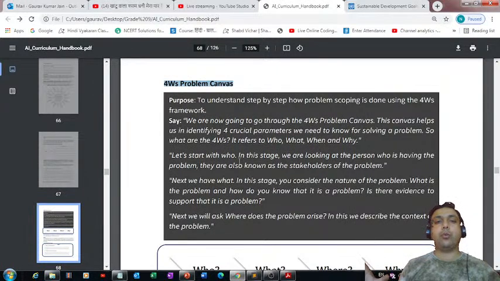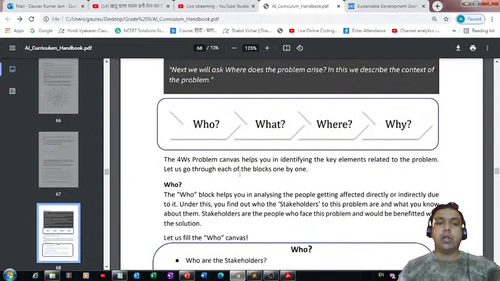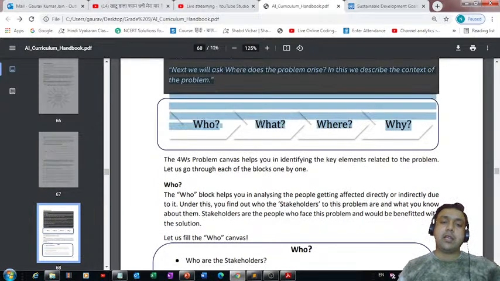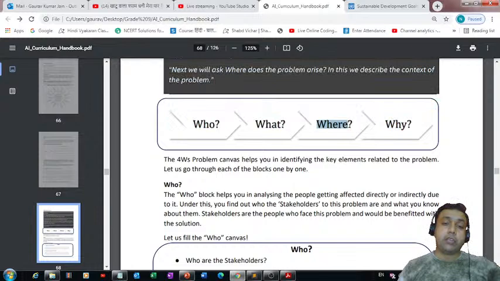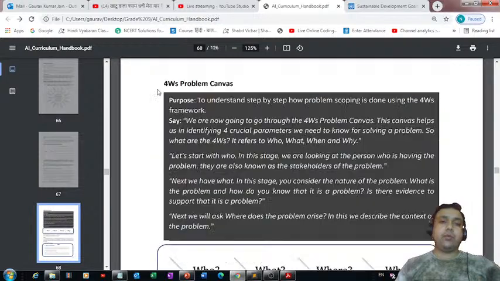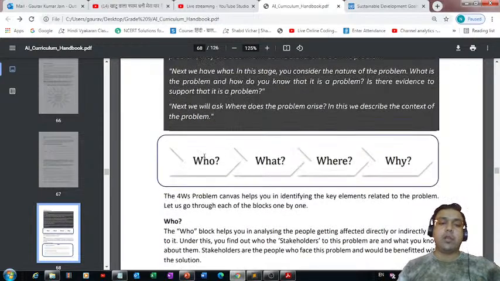The objective is clear to you. Now what you have to do is apply this 4W problem canvas tool on the problem you have scoped. Now what happens in this 4W canvas tool? There are four parameters, information related to which you have to find out in this canvas. So, Who refers to the stakeholders who are actually facing the problem.